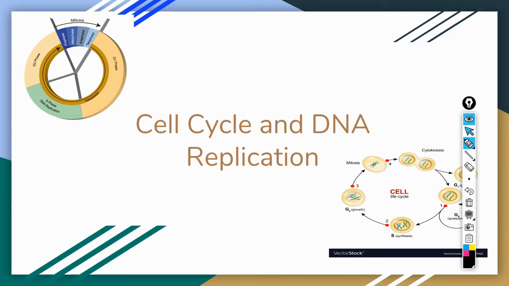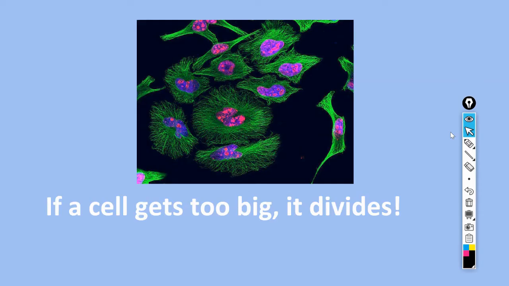So as far as characteristics of living things are concerned, we're looking at growth and development and reproduction. We're going to be discussing some of the reasons that cells would go through cell division, but one of the main reasons that a cell goes through cell division is if it gets too large. If a cell gets too big, then it will trigger itself to divide.